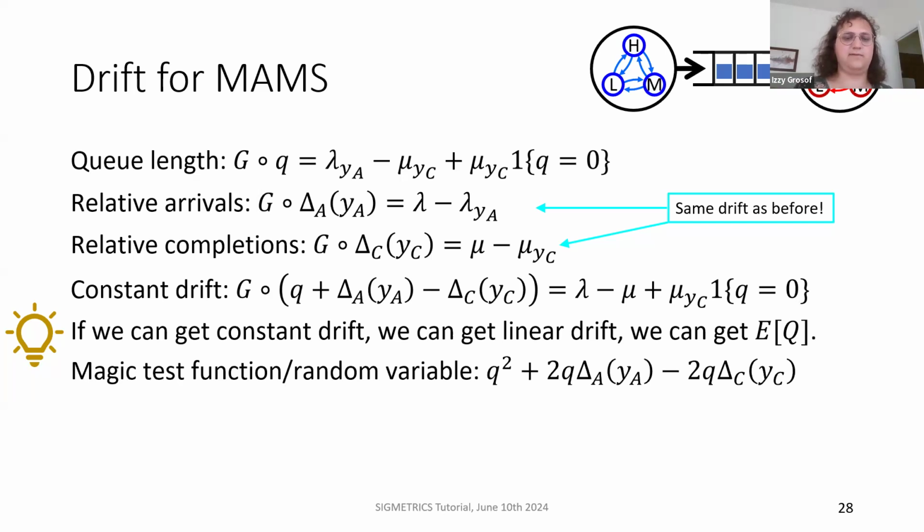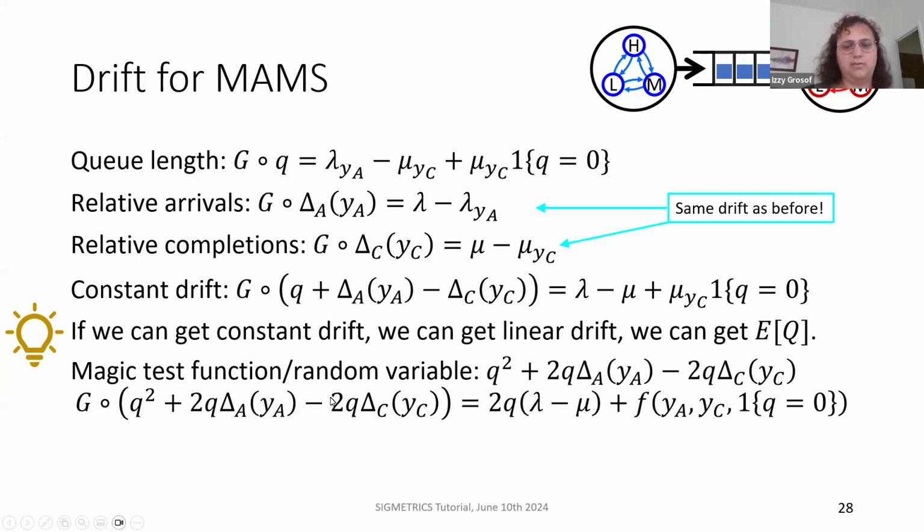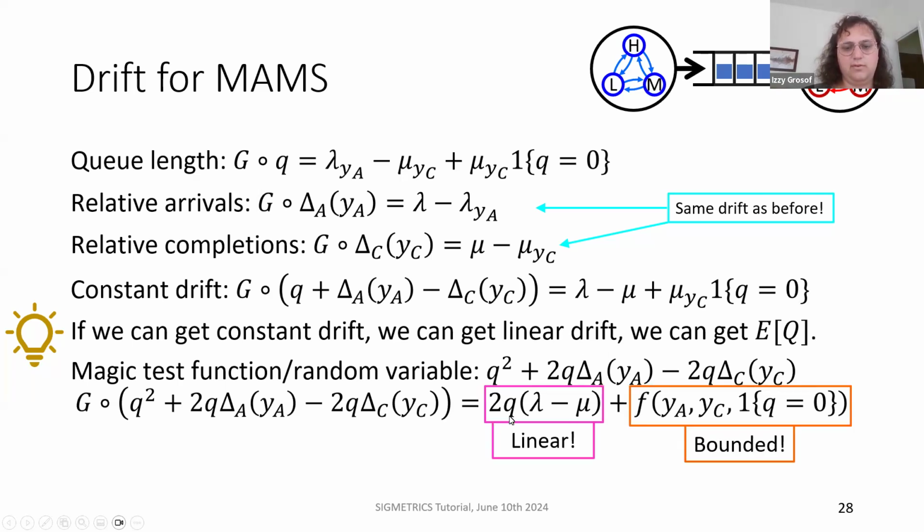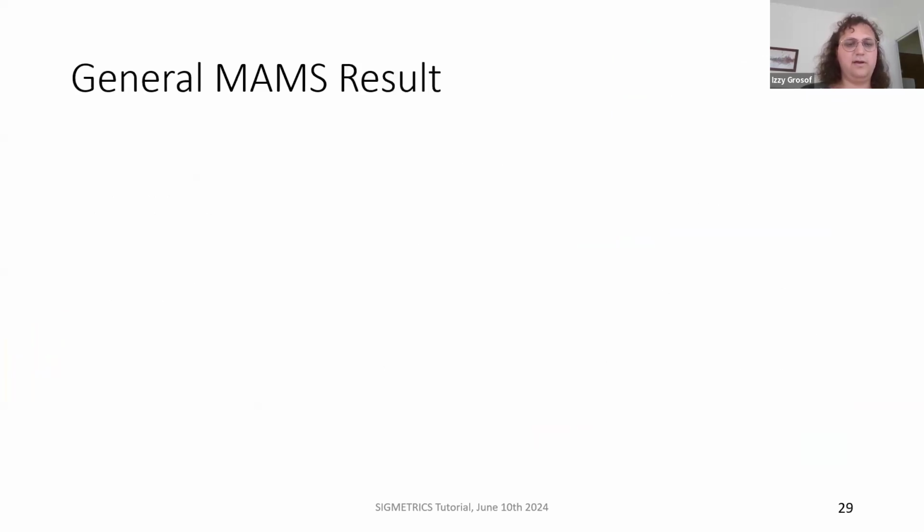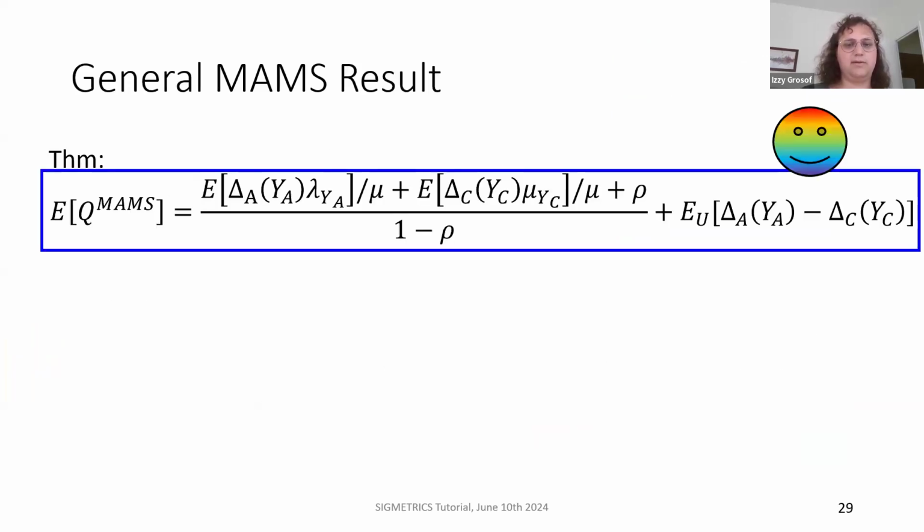So we build our magic test function, self-random variable. Once again, it looks just like before, but subtracting off 2Q delta C. And we can calculate our drift, and it once again has a portion that's linear in the Q length, a 2Q lambda minus mu, just like before, and the term that's bounded and only dependent on YA, YC, and whether the Q length is 0.